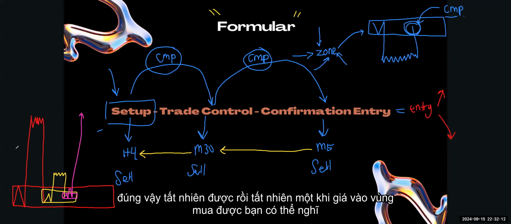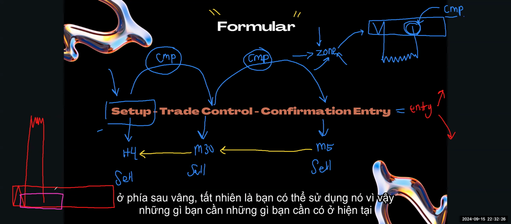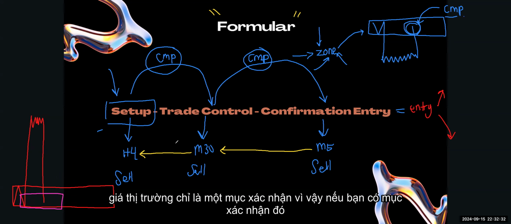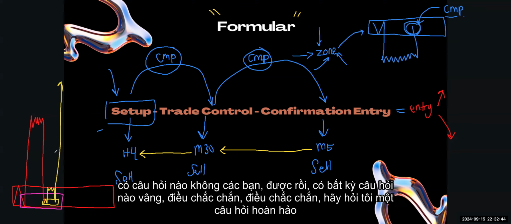Of course, once the price gets into the buy zone, you might think, we still have this buy zone on 30 minutes at the back. Can we use it? Yes, of course, you can use it. What you need at the current market price is just one thing, which is the confirmation entry. If you have that M5 confirmation entry, pull back and then boom, shoot all the way to the top, something like this. You got me?